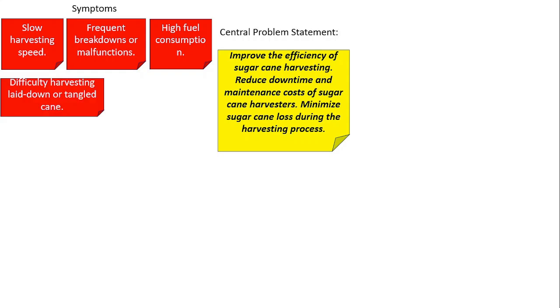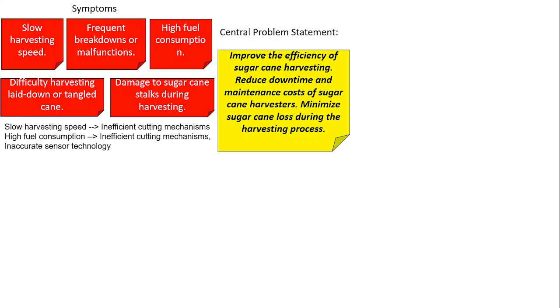There was also difficulty harvesting laid-down or tangled cane. When the cane falls down, it is a hurdle for the traditional harvesting machine. It also damages the sugarcane stalks during harvesting. So these are all the problems, as symptoms highlighted by the farmers.